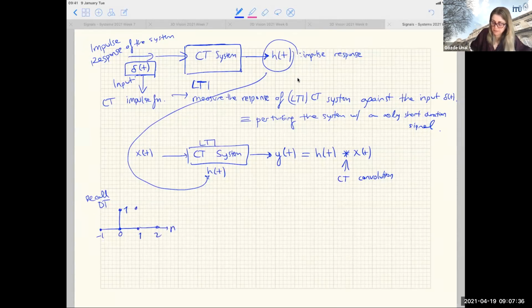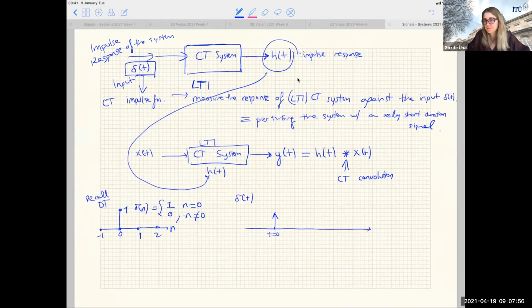Delta n was really easy to define. It was 1 for n equals 0, and it was 0 for n not equal to 0. Here it's discrete time, so it's easy to define. But what is delta in continuous time? You can't really say, I have this guy here, because this is an instantaneous time point, infinitely short duration. We have to define it as a generalized function.